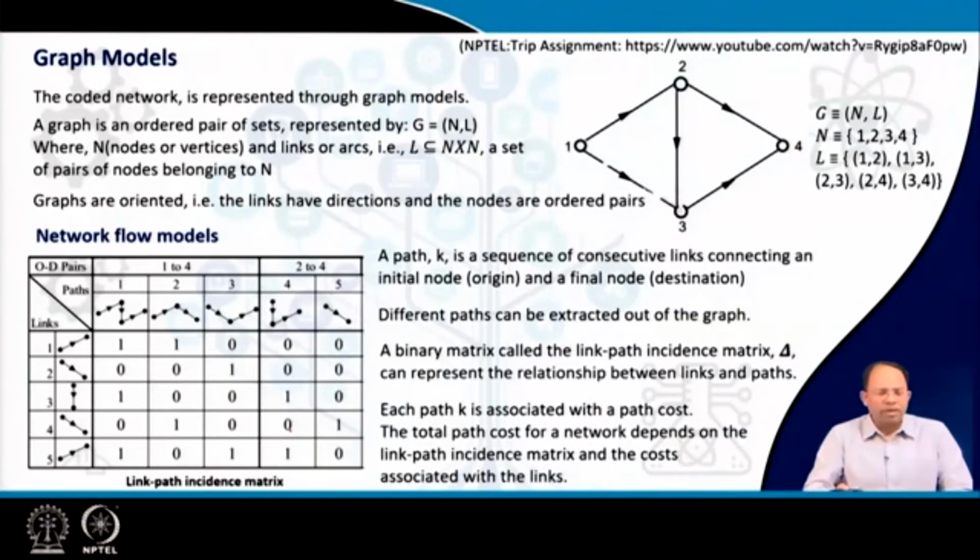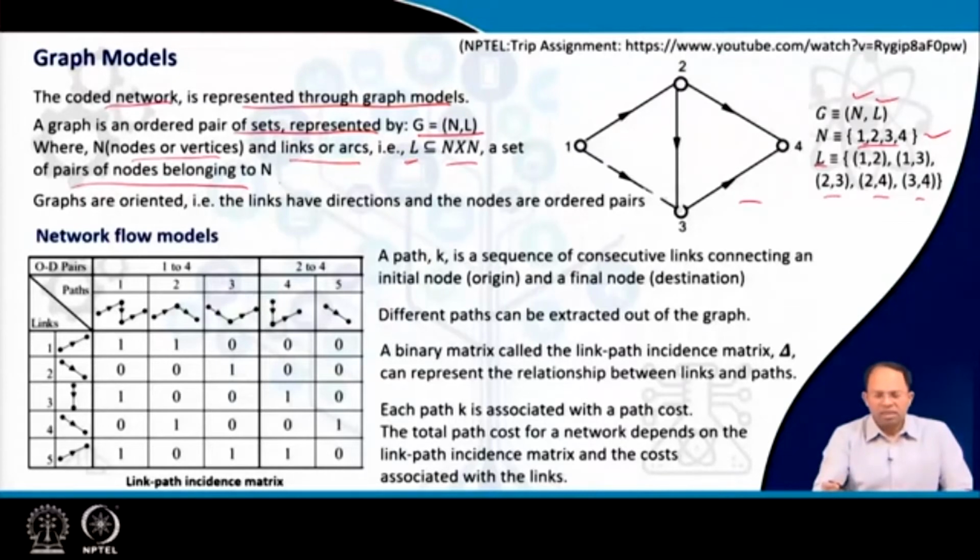And to make all these things happen, we have to first convert our link node diagram into a graph model, or we have to consider it as a graph model. The coded network, what we have just done earlier, is represented through graph models. A graph is an ordered pair of sets represented like this, where N is the set of nodes or vertices, and L is the set of links or arcs, and L is always a set of pairs of nodes belonging to N, as you can see over here. So in this particular image, you can see that there are N nodes and L links. 1, 2, 3, 4 are the nodes, and these are ordered. We give them some value and it's in sequence, and then links connect each of these nodes. These are the links 1-2, 1-3, 2-3, 2-4 and 3-4.